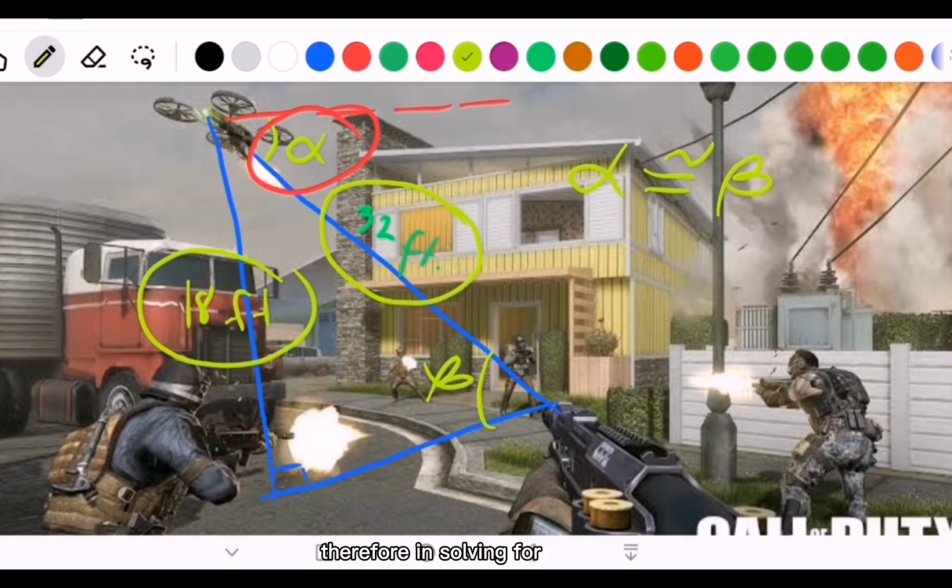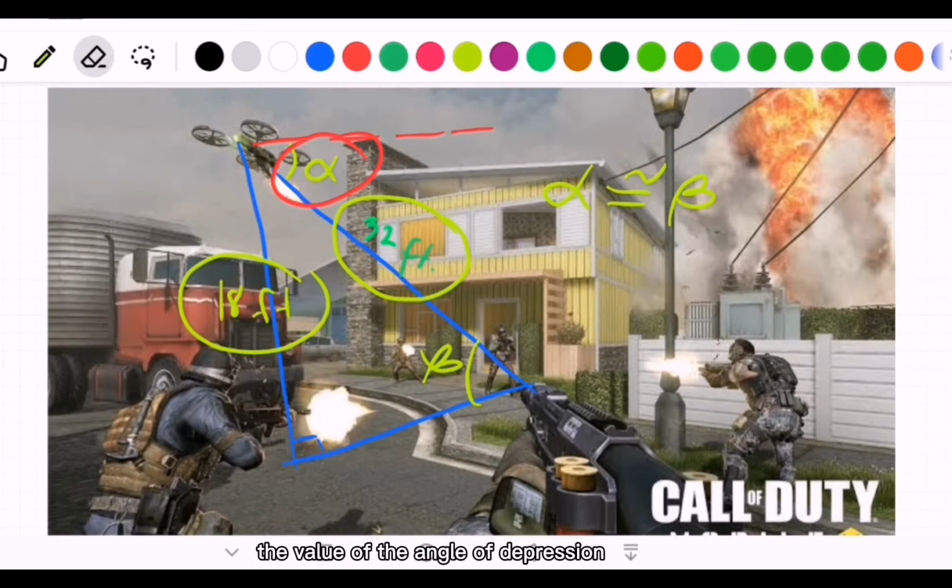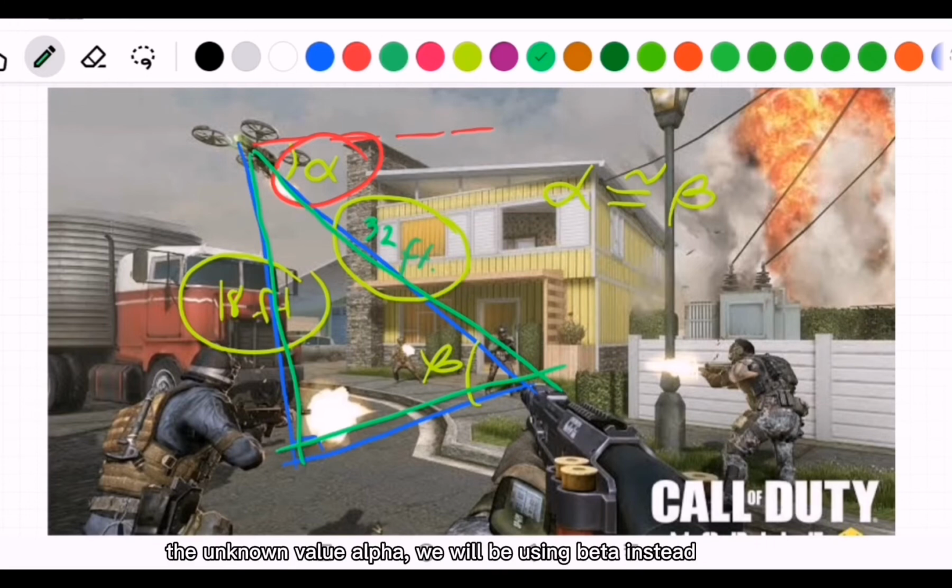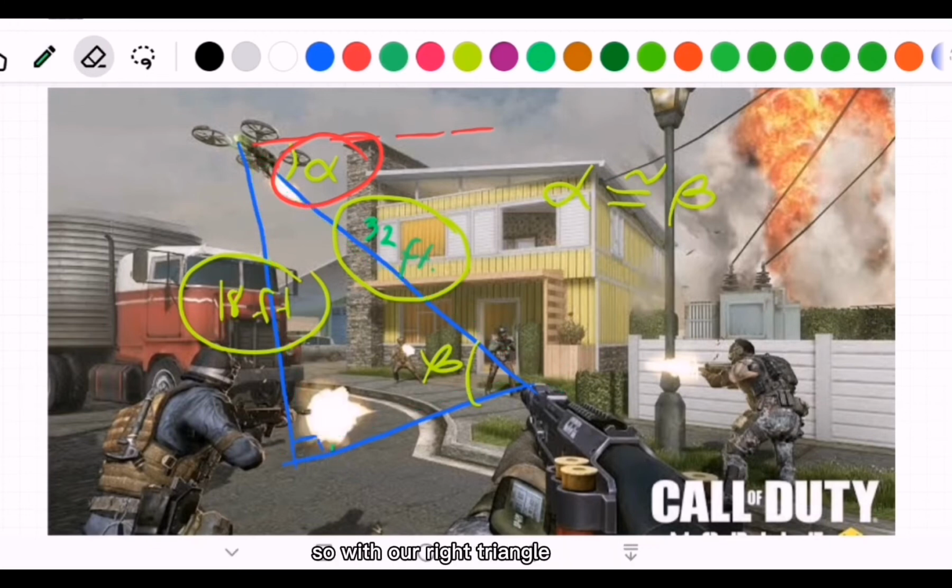Therefore, in solving for the value of the angle of depression, we will consider this right triangle created here, wherein we substitute for the unknown value alpha, we'll be using beta instead since those are alternate interior angles and we have created a right triangle. So with our right triangle, we can identify the parts: 18 feet is opposite of angle beta and 32 feet is the hypotenuse.